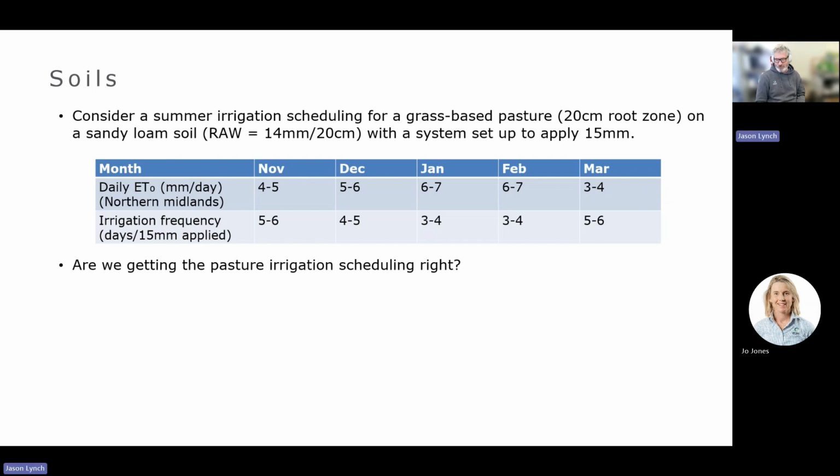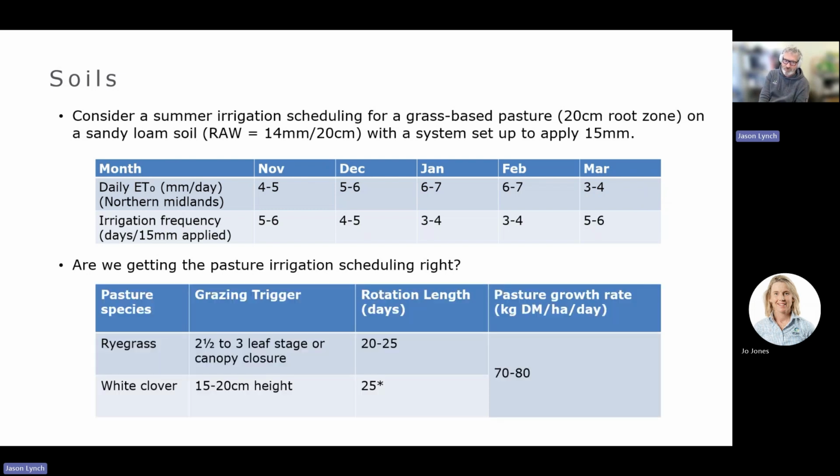Are we getting pasture irrigation scheduling right? Here's a couple of quick, easy reads. In this table, we've got pasture species, and a grazing trigger can be pretty handy. Are we getting it right? Rotation length is going to tell us a lot about whether it's growing quick enough. And if we're measuring the growth rates, we can work out whether the plant is under any moisture stress.